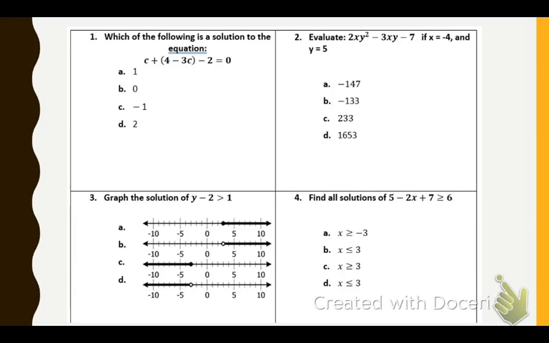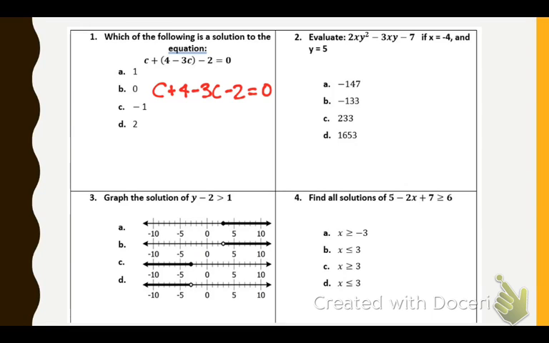Do I need these parentheses? Just Alana? Do I need the parentheses? No. So I could actually get rid of them. So C plus 4 minus 3C minus 2 equals 0. If there was a negative in front, you would need to distribute the negative. Otherwise, there's no need for the parentheses.